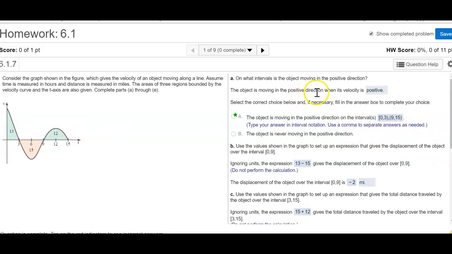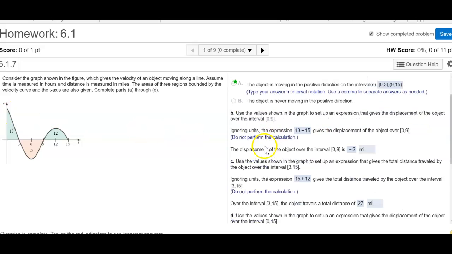So the object is moving in a positive direction when its velocity is positive. And then on this one, the one thing that's a little tricky, they want you to include the 0. I'm not 100% sure why. I probably would have put a parentheses there. It's a little nitpicky thing, but anyway, a bracket on the 0 on this one.